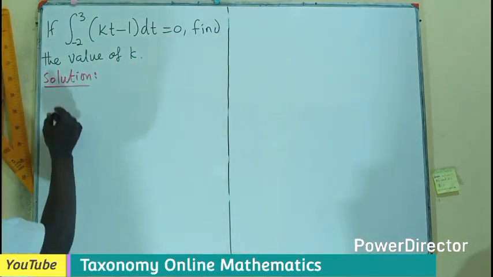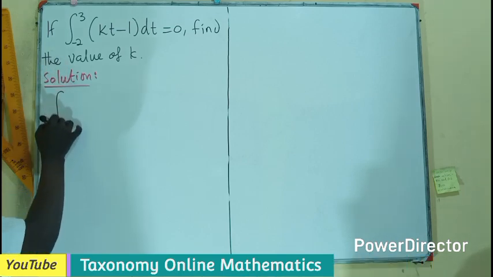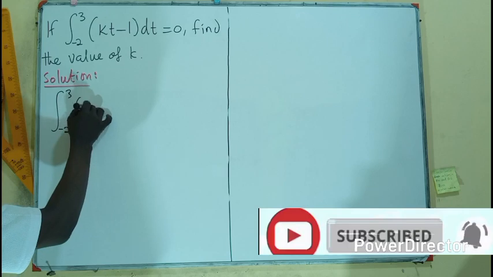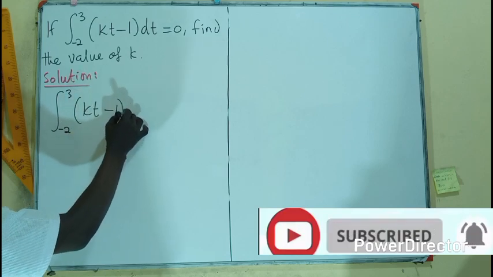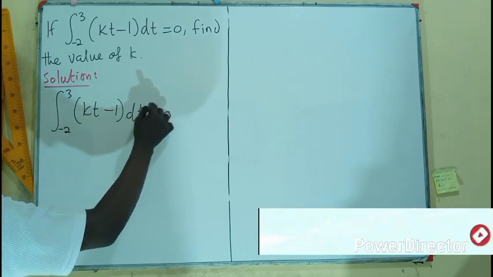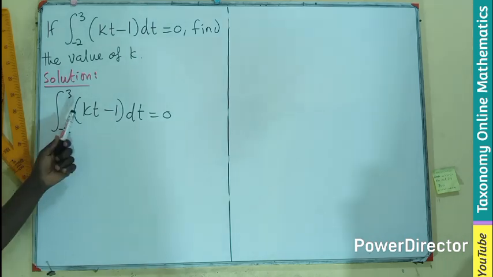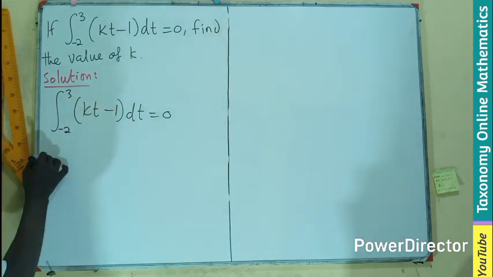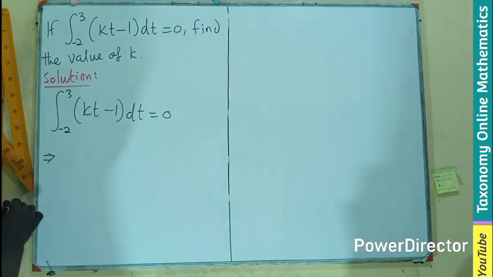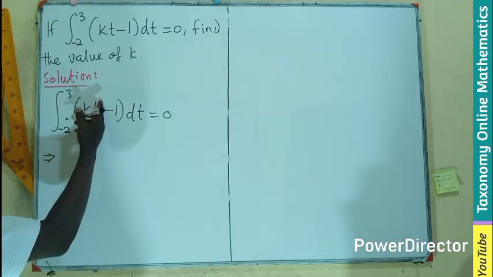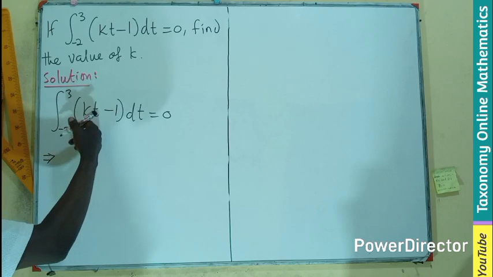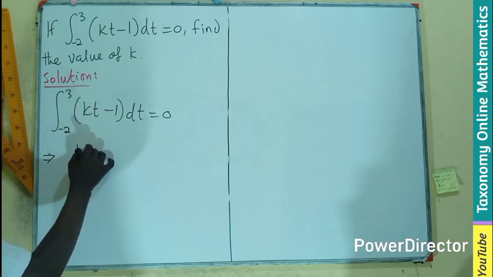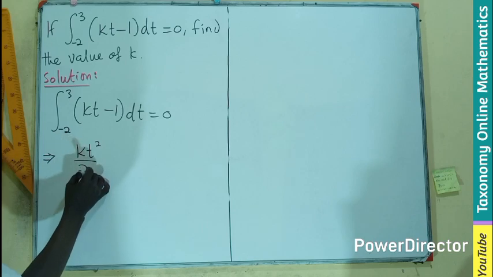As a revision, we have to find k if the integral ranging from -2 to 3 of (kt - 1) dt is equal to 0, meaning we have to integrate the kt with respect to what? T. Now, this will imply that if we are doing integration, we are adding 1 to the power and dividing by the result. So 1 plus 1, 2. So this means we have kt squared divided by 2.